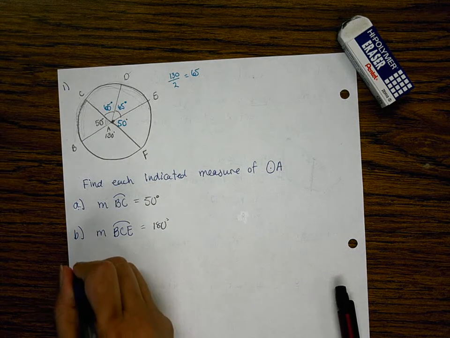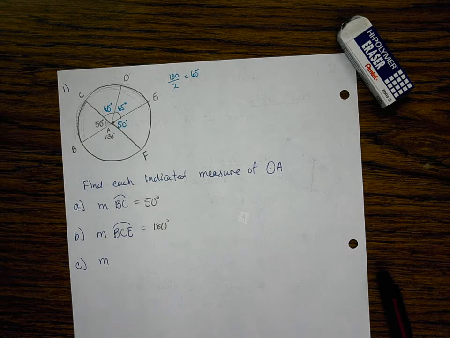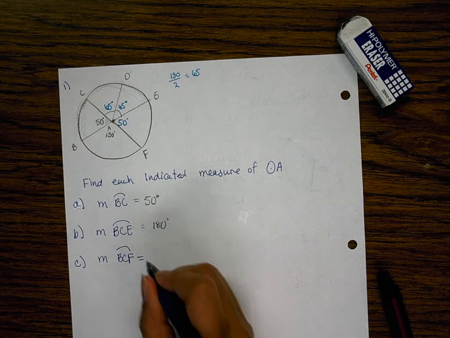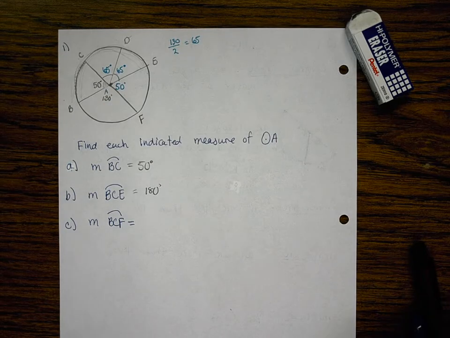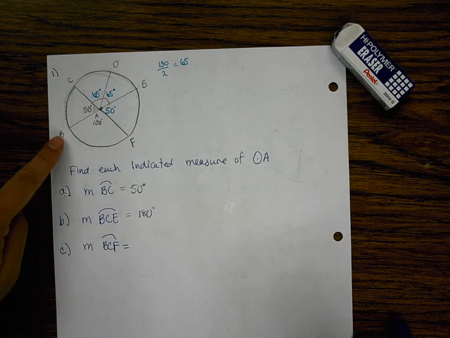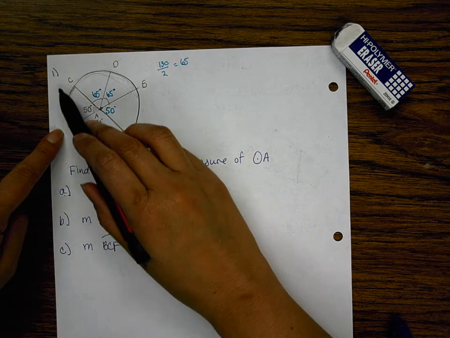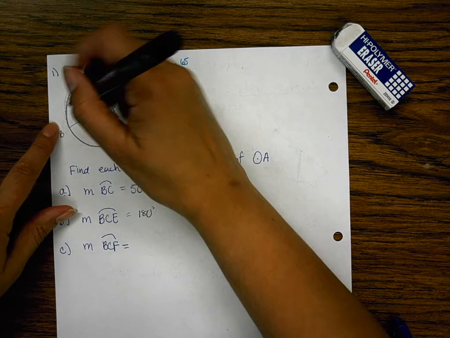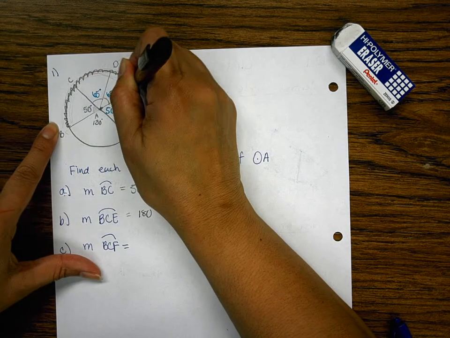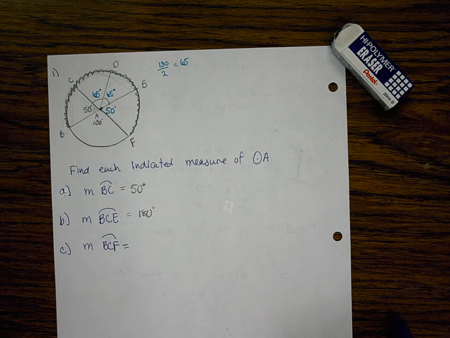Okay, letter C, the measure of BCF equals. Okay, so there's three letters, which means we're going to have to use our major arc, BCF. So instead of going BF this way, we go B to C to F, which is all the way around. I'll mark that one in pencil. B, C, all the way around. You keep going until you get to F. Okay, there's two ways of doing that.